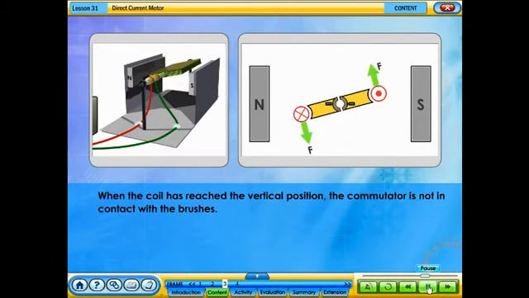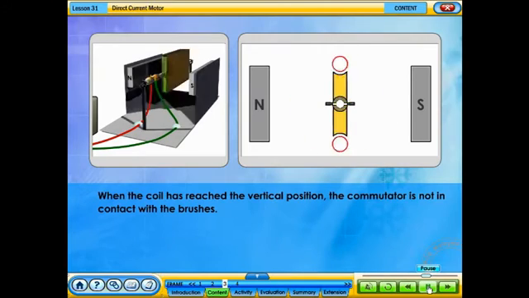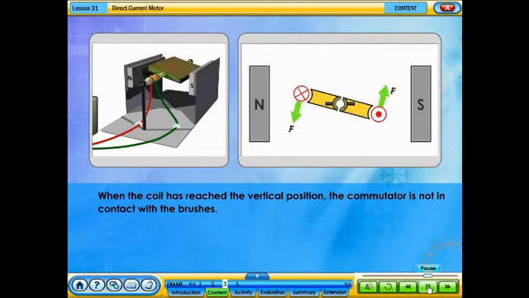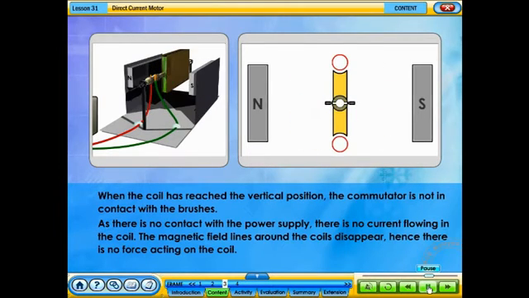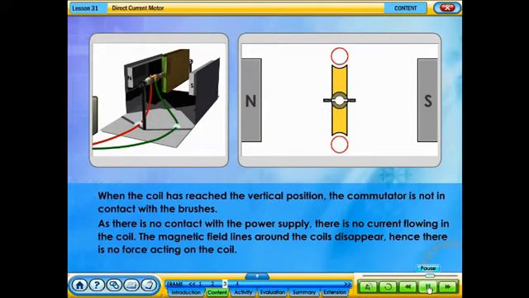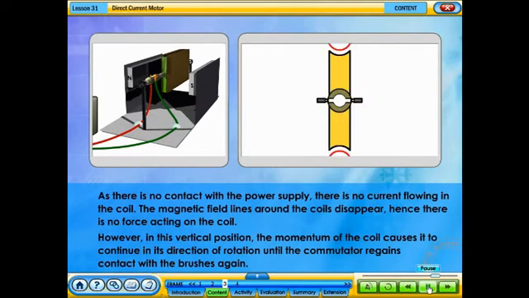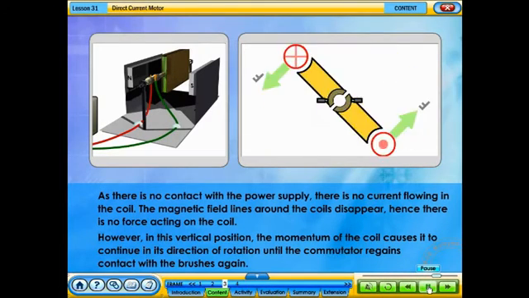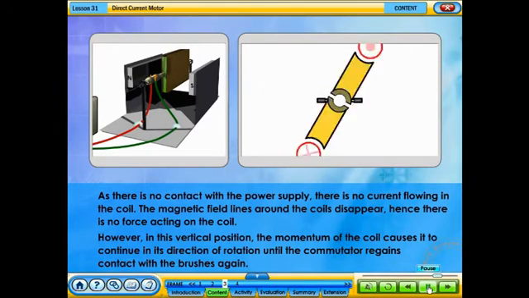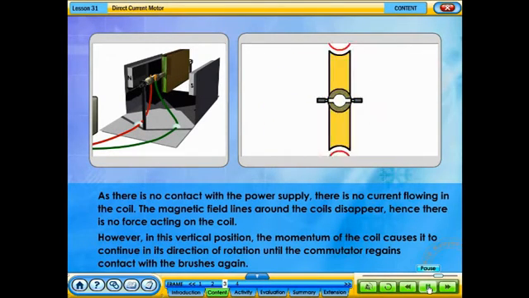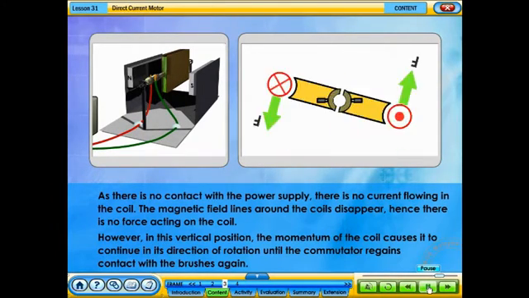When the coil has reached the vertical position, the commutator is not in contact with the brushes. As there is no contact with the power supply, there is no current flowing in the coil. The magnetic field lines around the coils disappear. Hence, there is no force acting on the coil. However, in this vertical position, the momentum of the coil causes it to continue in its direction of rotation until the commutator regains contact with the brushes again.